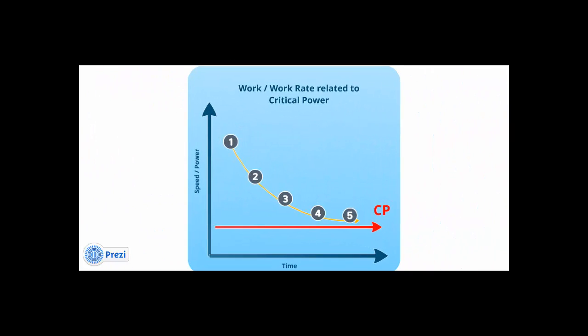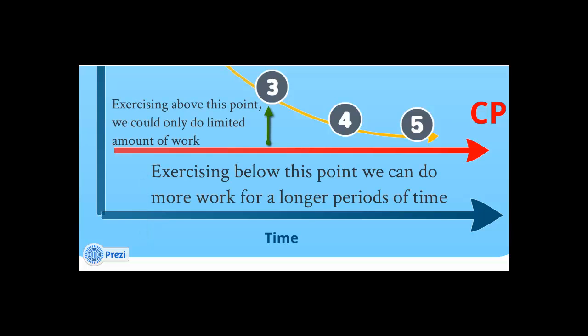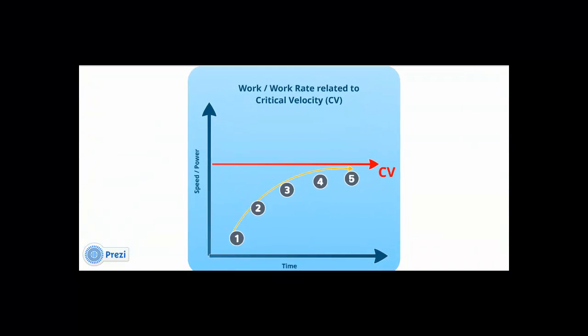This is important because exercising below this point, we can do more work for longer periods of time, while exercising above it, we can only do limited work. The equivalent for this when running or swimming is critical velocity, which works in the same way, except the curve is inverted because the faster that we go, the smaller the pace, and vice versa.